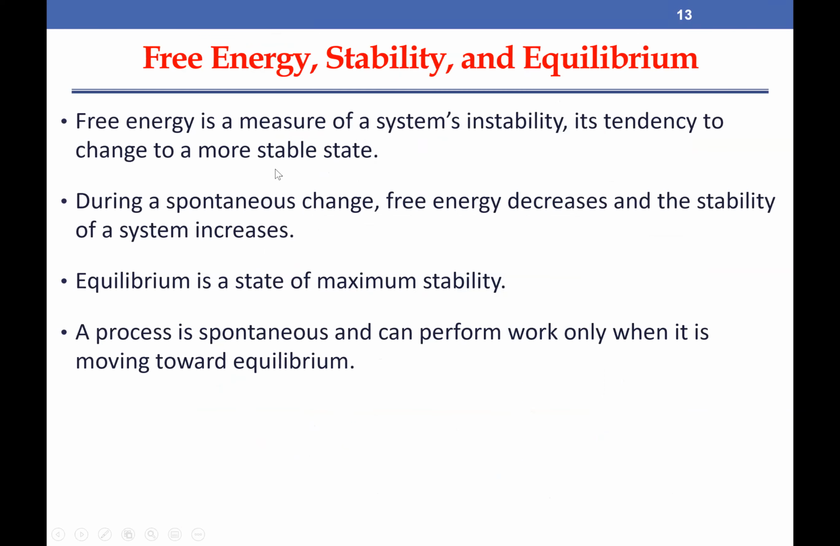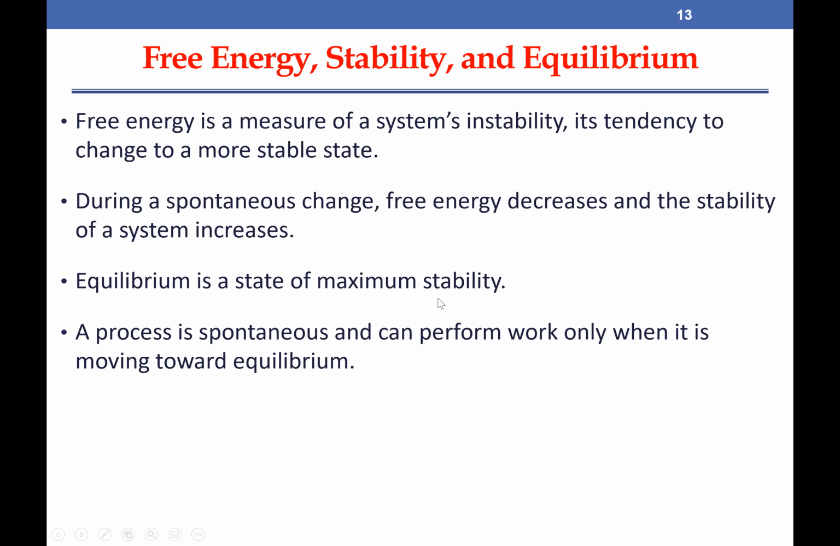All right, so free energy is a measure of the system's instability. So it's unstable, and then it wants to become more stable. During a spontaneous change or a spontaneous reaction, the free energy is going to decrease and the stability of the system increases. Because the free energy decreases, that's why the delta G is negative, and negative delta G is good. It means my reaction is spontaneous.